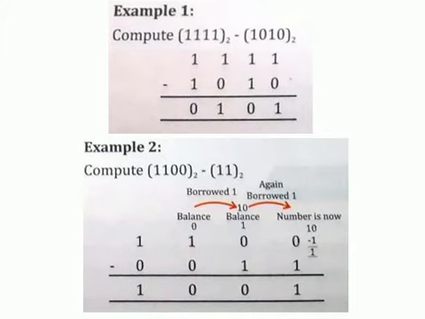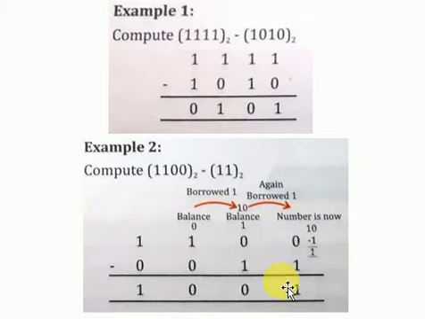Okay, let's move further. The first example is a simple example. 1 minus 0 is 1, 1 minus 1 is 0, 1 minus 0 is 1, and 1 minus 1 is again 0. It is the simplest one, as when we are dealing with decimal numbers. Now the second is more complex than the previous one. 1100 minus 11. So what should we do?